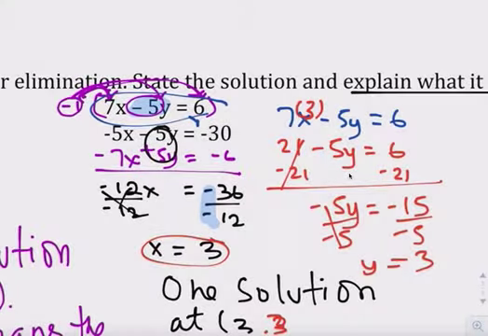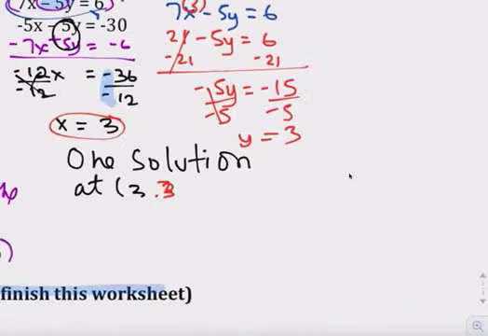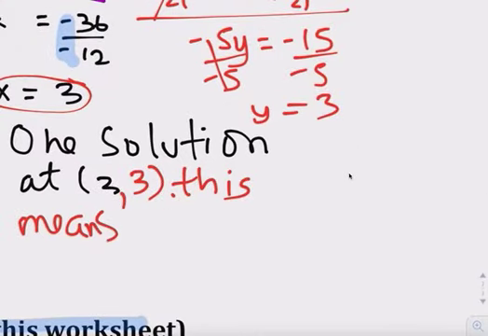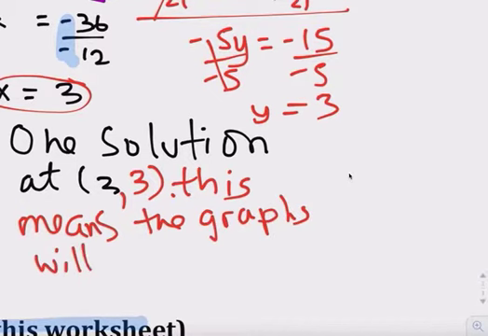Okay. Oh no. One solution at 3, 3. This means the two graphs, because this is a line, will meet at 3, 3.